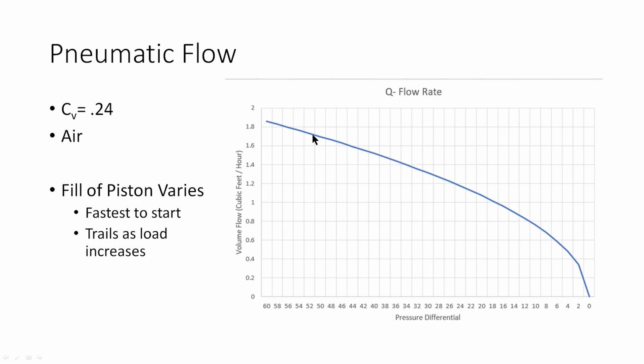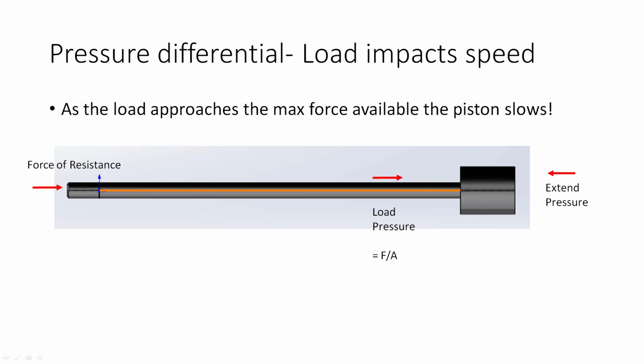Now, as my pressure builds up on the other side of the piston, the flow effectively drops off. And notice this, when I get really close to having a back pressure close to the system pressure, my flow rate goes to zero, really, really steep. So it trails off, and it's really a function of the square root of that pressure differential, or delta P. So why do we care about that? The reason is the load impacts the speed.